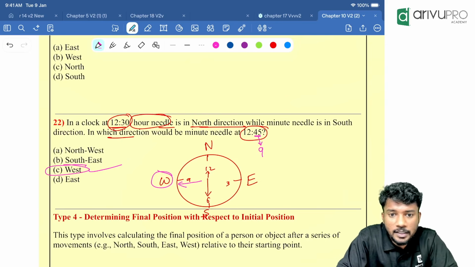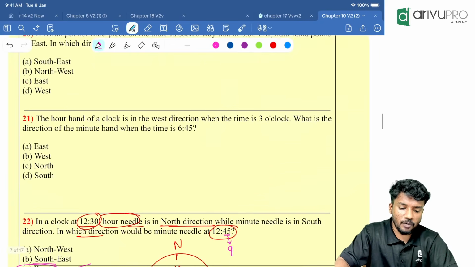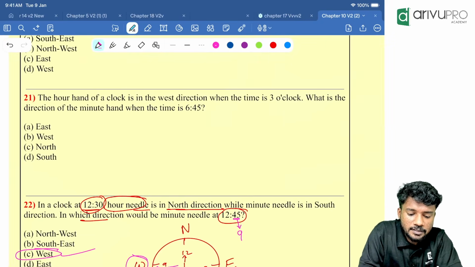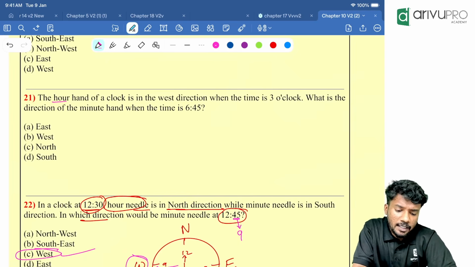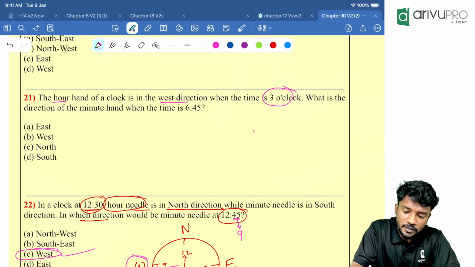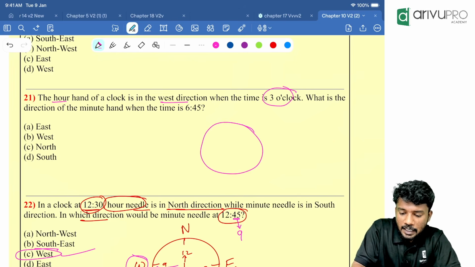I hope you got it. Clear? Yes. One more question. Final one, since the previous one was a little direct. Check this question. The hour hand of a clock is in the west direction at 3 o'clock. So a clock is there. Then the hour hand is pointing towards which direction? West direction at 3 o'clock.